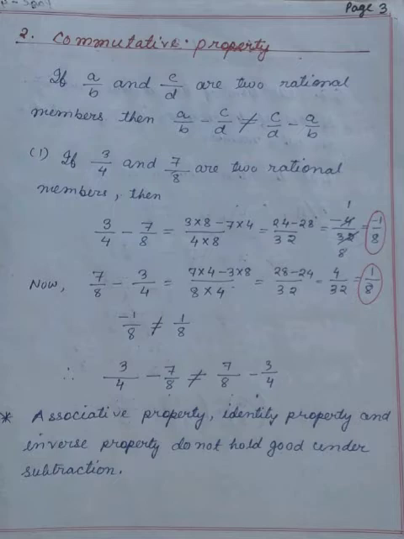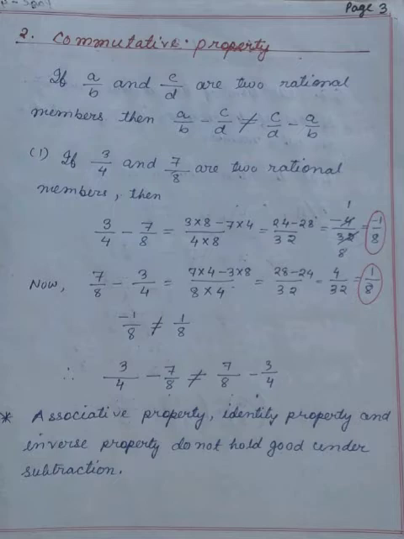Now we change the order of the rational numbers. That means 7 by 8 we shall be writing in the first position and 3 by 4 in the second order. Here, after the calculation, we get that the answer is 1 by 8. Now, minus 1 by 8 is not equal to 1 by 8. It means 3 by 4 minus 7 by 8 is not equal to 7 by 8 minus 3 by 4.